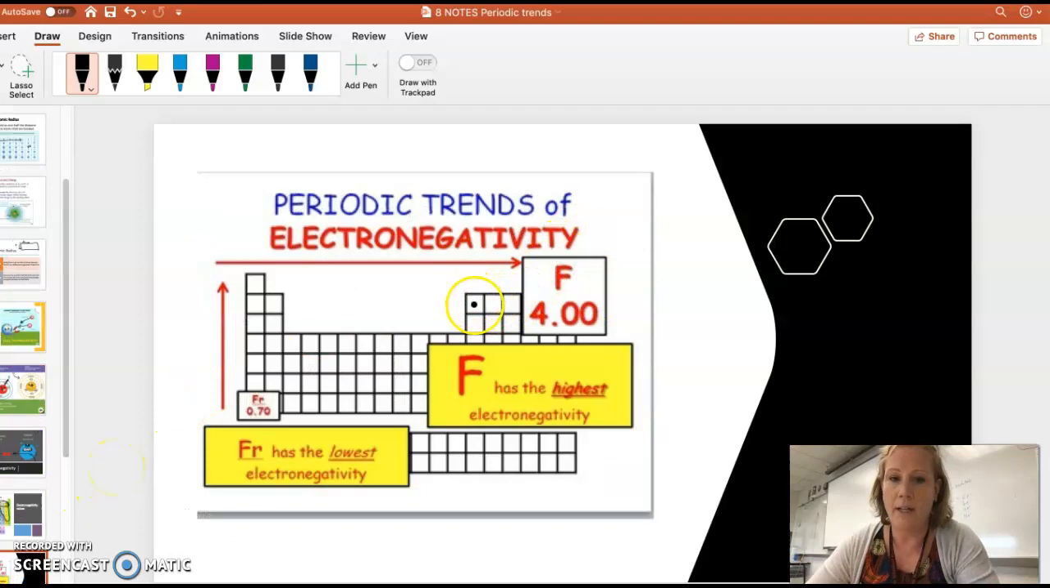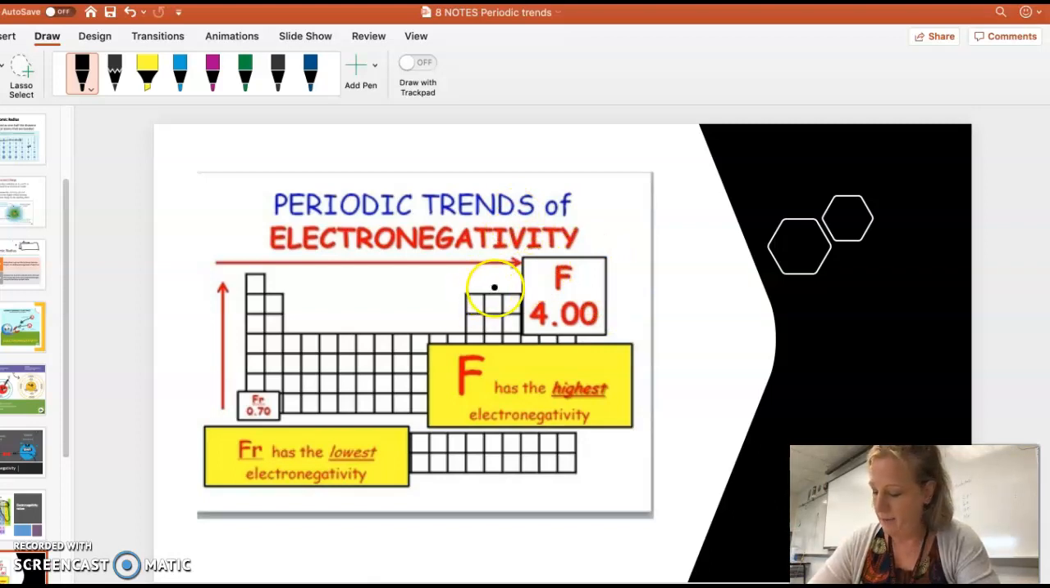So here's the trend again. As I go across, remember the atoms are getting smaller, so there's a greater pull from the nucleus, so the electronegativities are going to get higher towards fluorine. And then we aren't really looking at the noble gases because they don't want to bond. They're already so stable, so a lot of these trends, we just kind of ignore them.